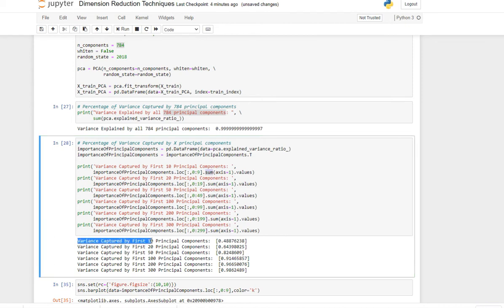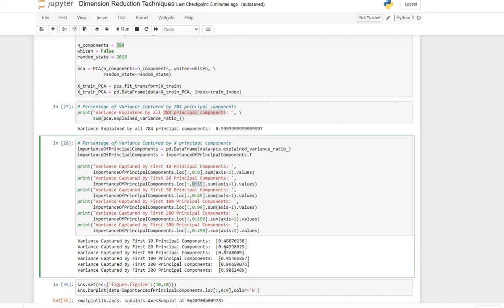Variance captured by the first 10 components, so 1, 2, 3, 4, 5, 6, 7, 8, 9, 10 summed up is 48%. Okay, so if we take only the first 10 components, we are going to retain only 48% of the information that was there in the original dataset. Cool. What if we take the first 20?